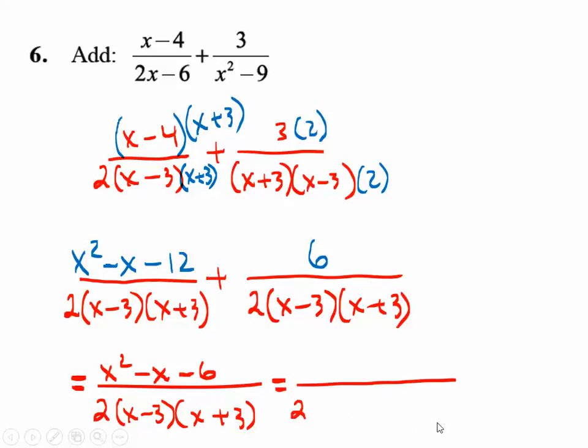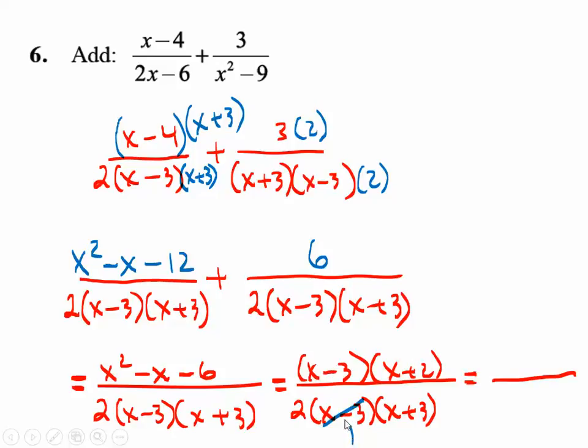factors on the bottom? So again, rewriting the common denominator, but two numbers, multiply to negative 6, add to negative 1. Negative 3 and 2, I like that. And yes, we do have a common factor, x minus 3. There it is. So let's cancel x minus 3, final answer.